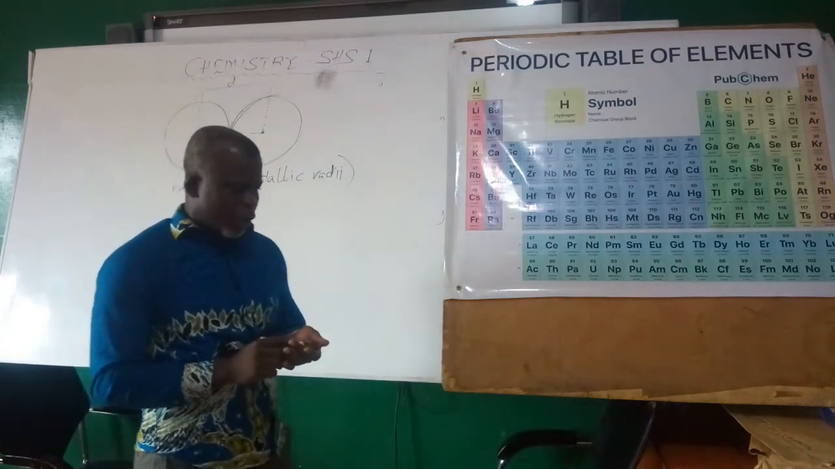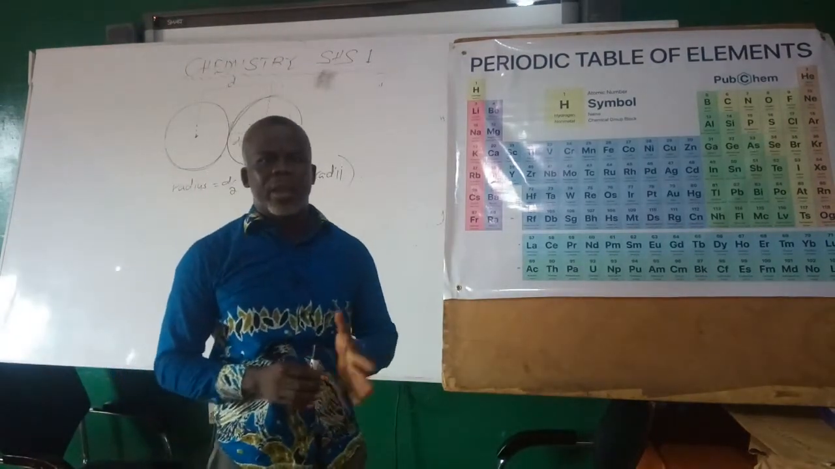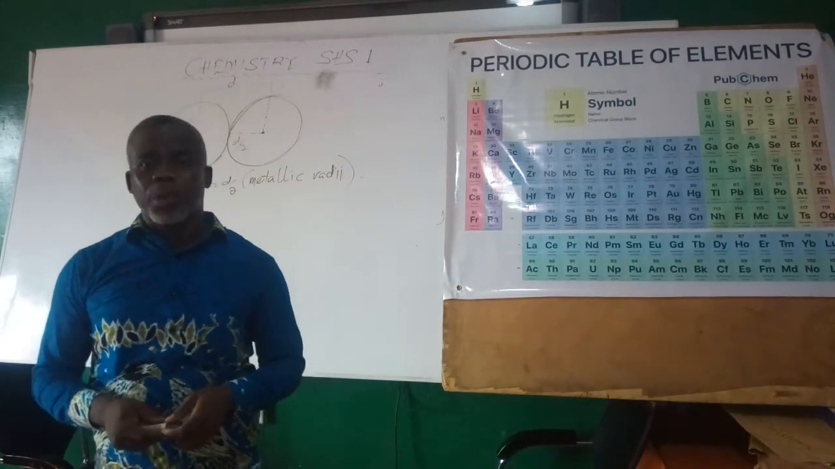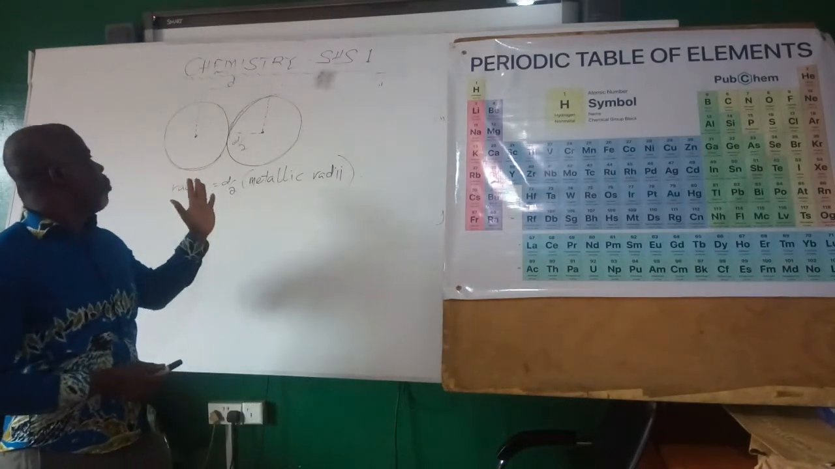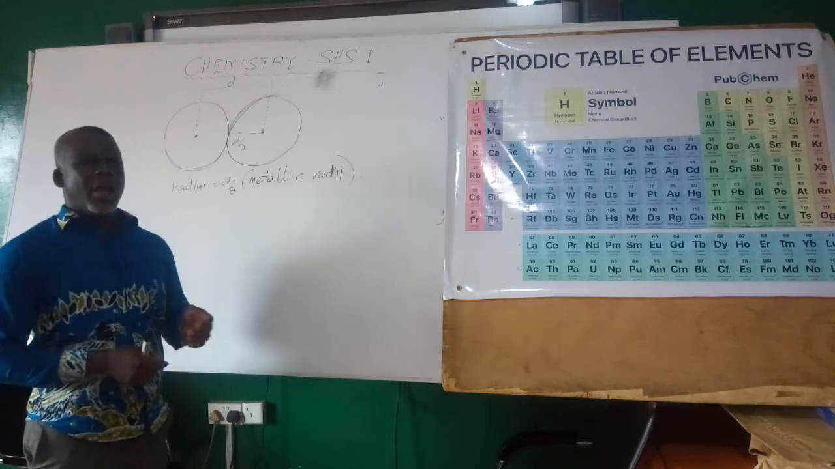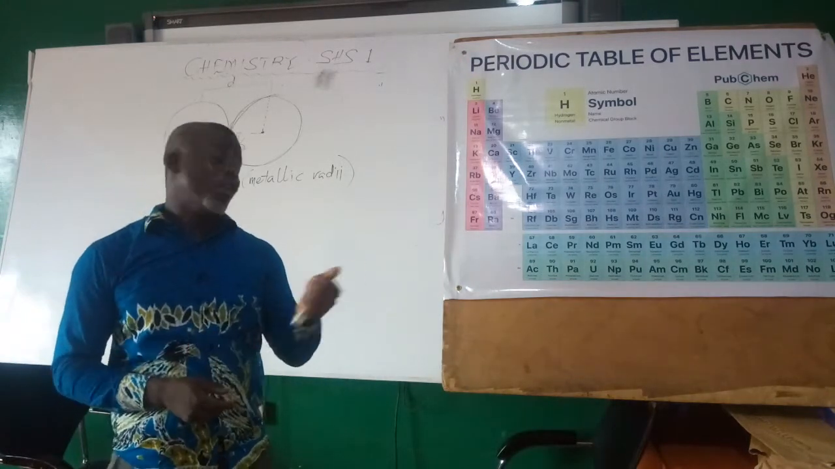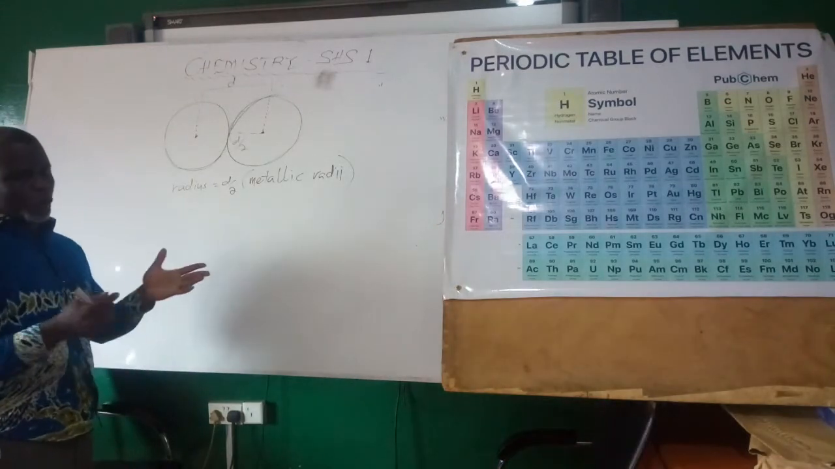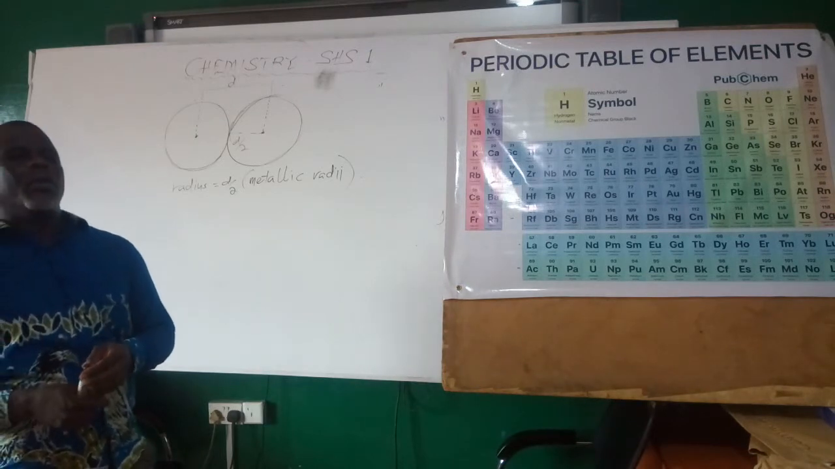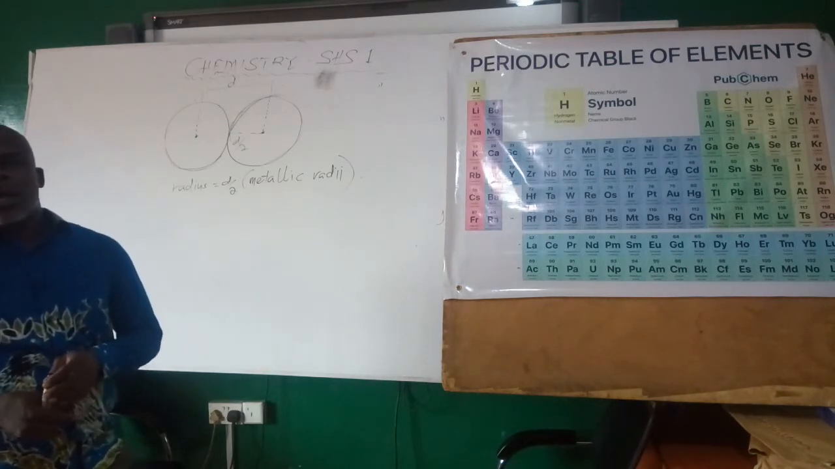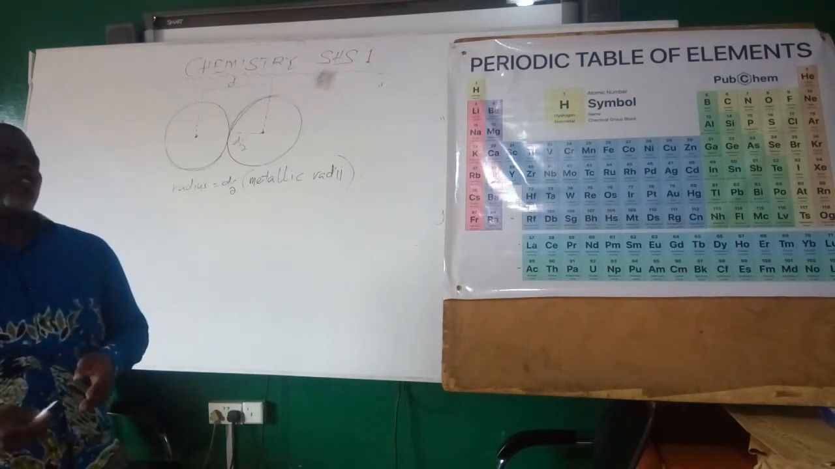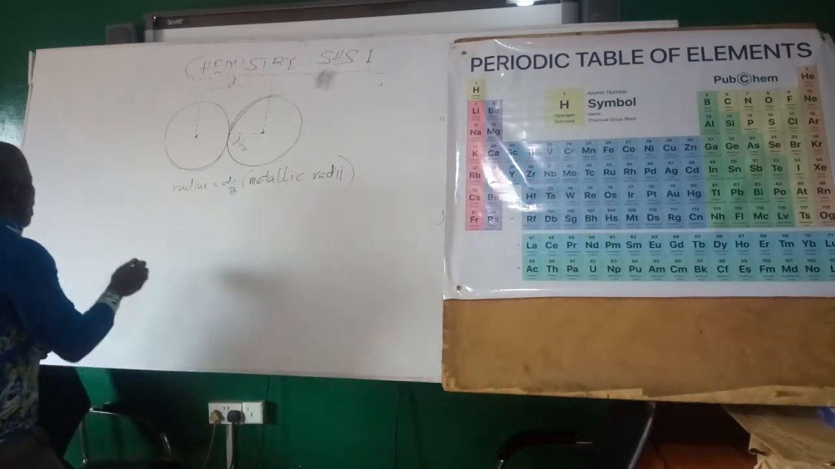How is the atomic radius measured? It is measured by electron diffraction or X-ray diffraction or infrared spectroscopy. With this, we can measure the atomic size or the atomic radius. I've told you that these terms can be used interchangeably. We can say atomic radius or the atomic size, but I've told you it's more appropriate to use the atomic radius.